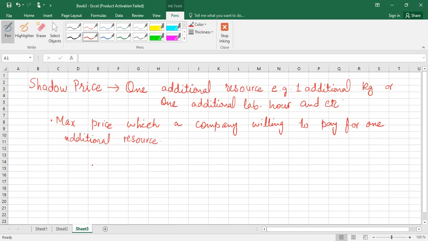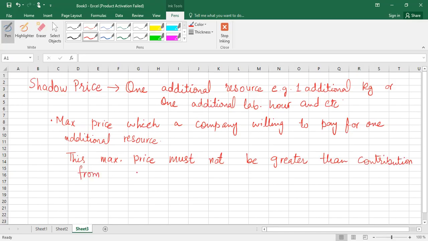This is called what? This is called shadow price. The maximum price which a company is willing to pay in this situation for one additional resource. Usually, this maximum price must not be greater than the contribution from one additional resource.